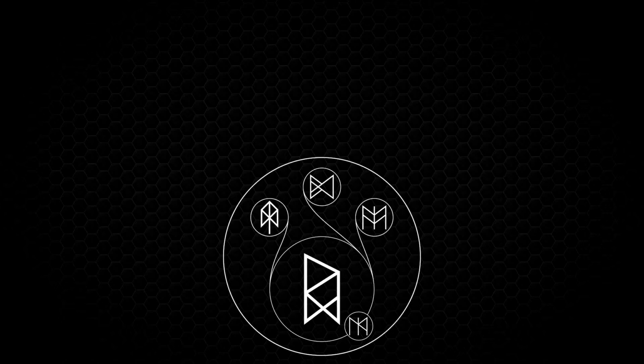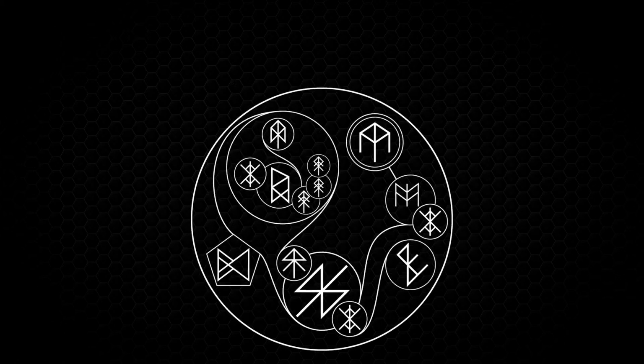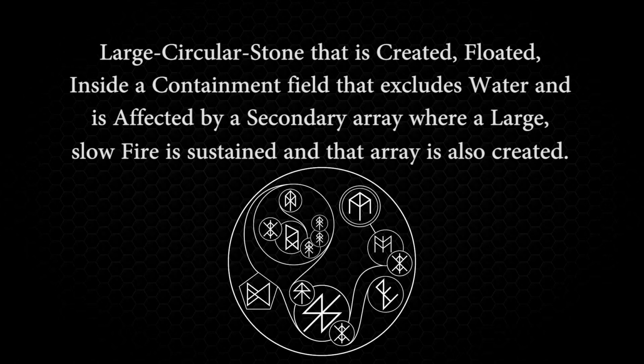You can, however, keep going, making your spells and incantations more complex. So let's take a look at a complex array and see how you can read that. Here we see the fiery platform array from our second video. It shows a problem immediately: how to read and speak an array inside a larger array. Let's start by describing this array to someone else like we did with the campfire array. It is a large circular stone that is created, floated, inside a containment field that excludes water, and is affected by a secondary array, where a large, slow fire is sustained, and that array is also created.